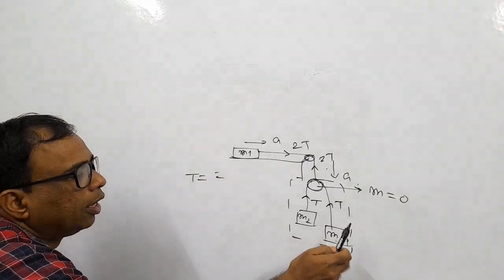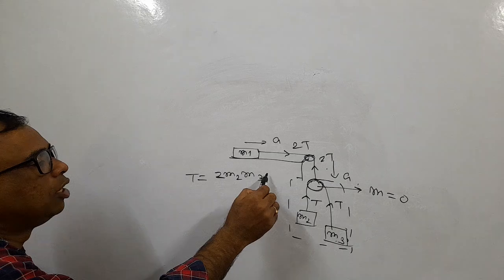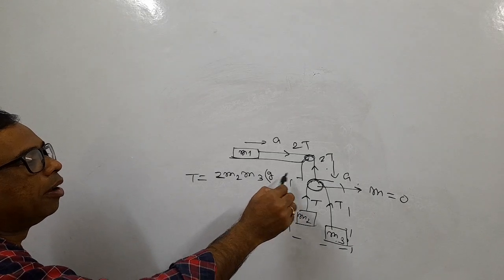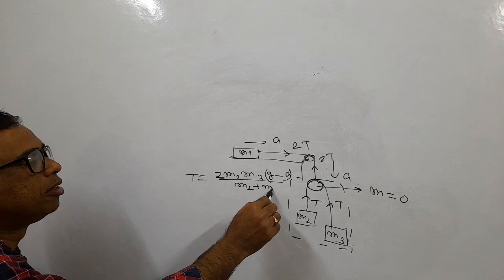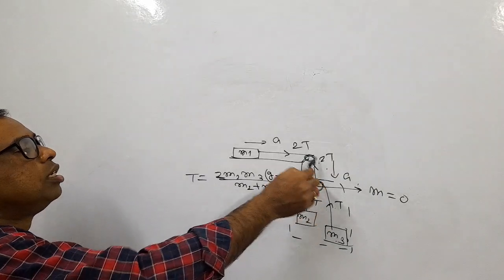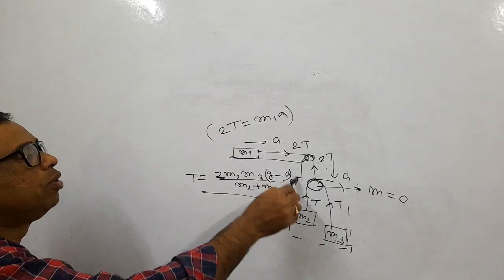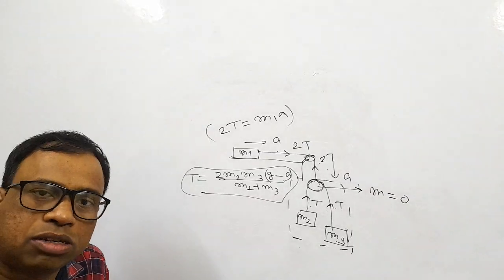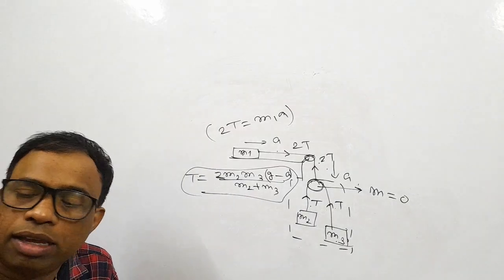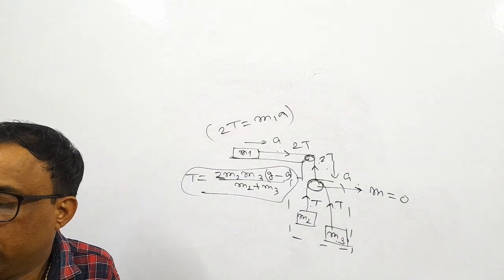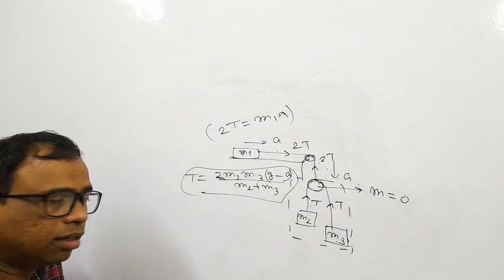2 M2 M3 into G minus A divided by M2 plus M3. Okay? Now 2T, so that's the 2T. So 2T equals M1. That's, you get the two equations. Easily, within 10 seconds you get the two equations, and you can solve the problem within 1 minute. Okay? That's the technique you can apply in different kinds of problems in tension.